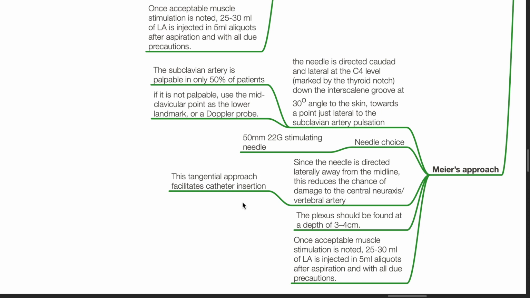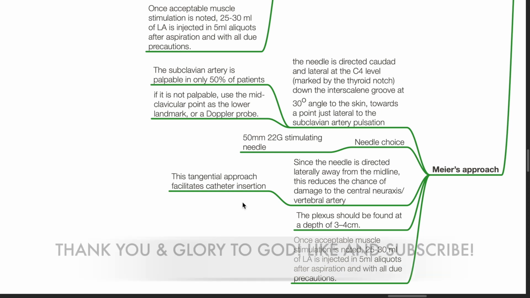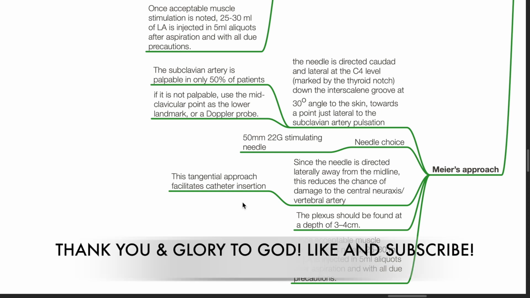The plexus should be found at a depth of 3 to 4 centimeters. Once acceptable nerve stimulation is noted, 25 to 30 ml of LA is injected in 5 ml aliquots after aspiration and with all due precautions.